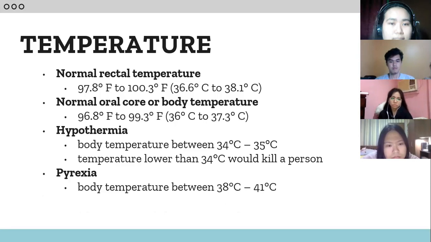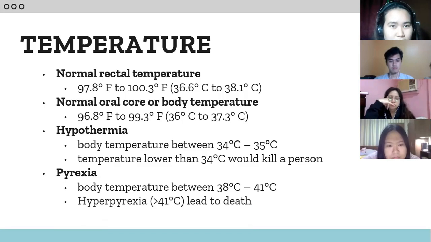Pyrexia is the opposite, meaning heat. Pyrexia means fire, like a term you would use if you were in a volcano. It refers to something hot. So pyrexia is when the person's body temperature is between 38 degrees to 41. So the patient has a fever if they have this kind of temperature.